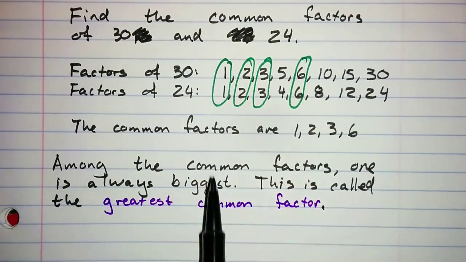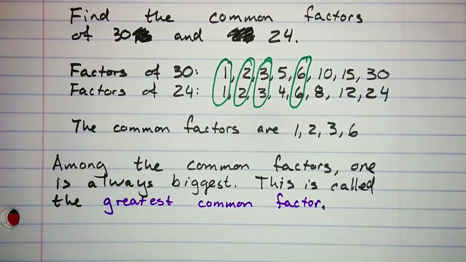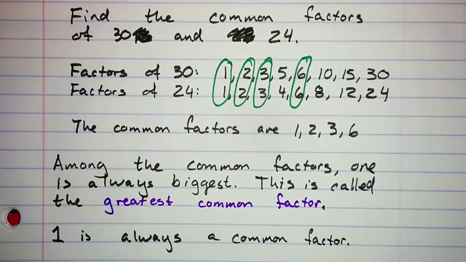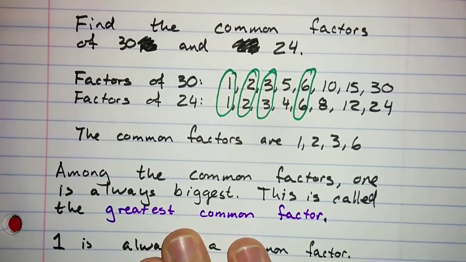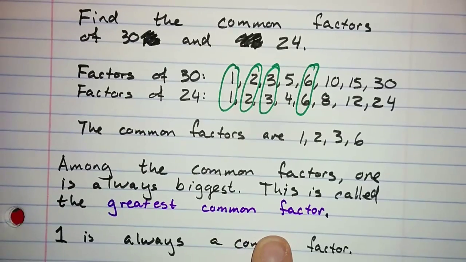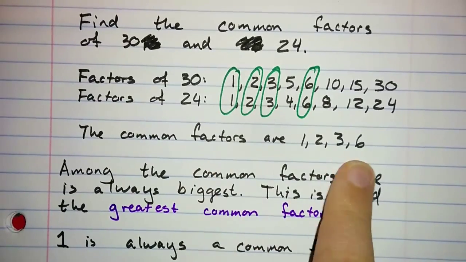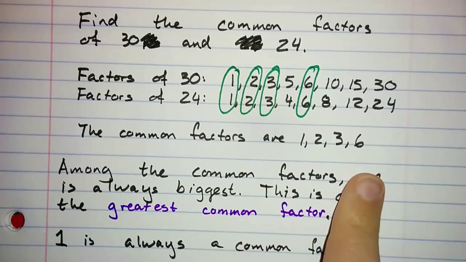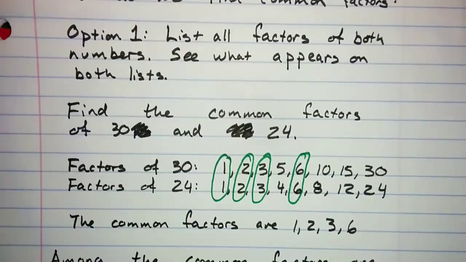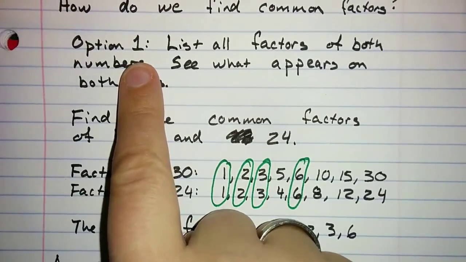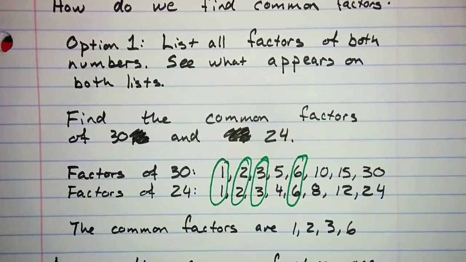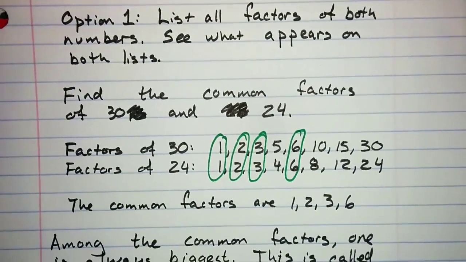Also, notice that 1 showed up as a common factor here. That's always going to happen too. Because it always happens, it's not very interesting. We're going to sometimes ignore the fact that 1 is a common factor. All right, so if we're interested in the greatest common factor, or all common factors, we will want to use this method. List all the factors, see what they have in common.